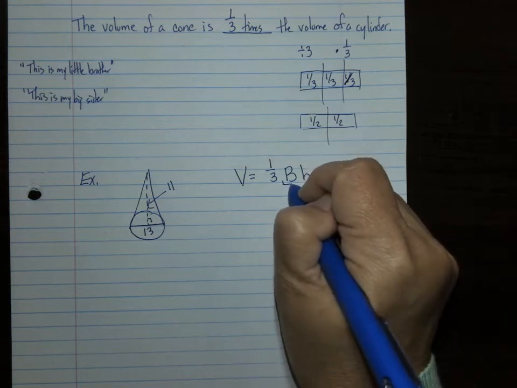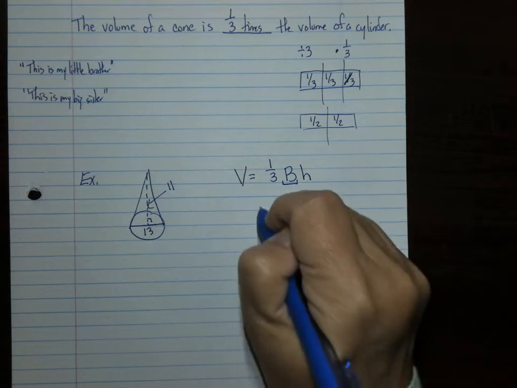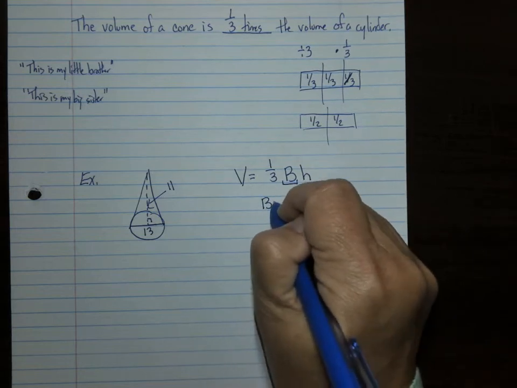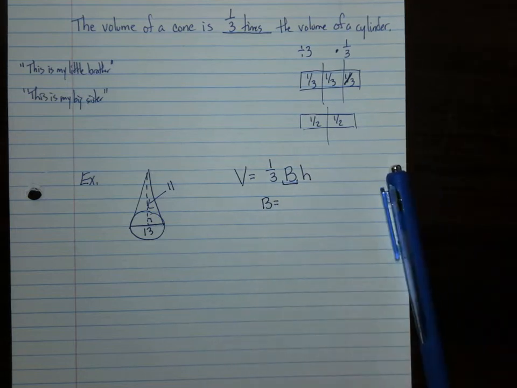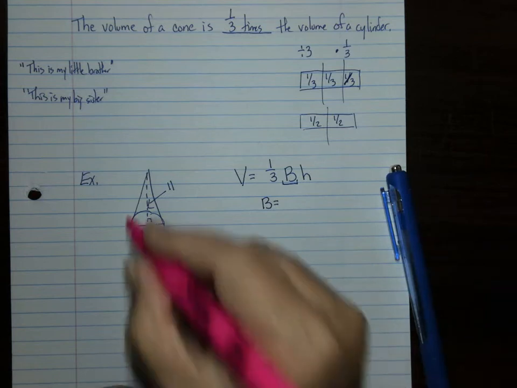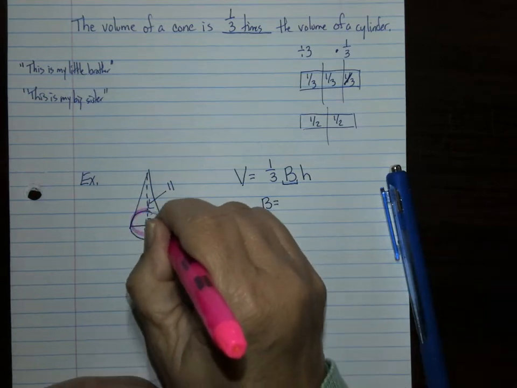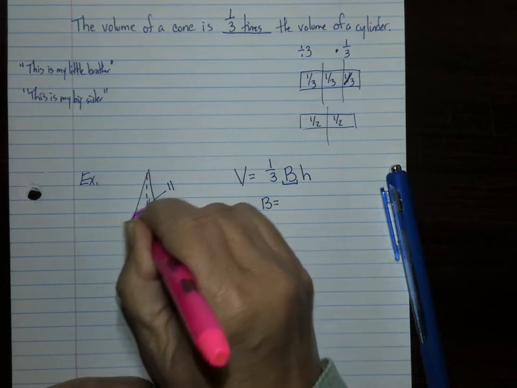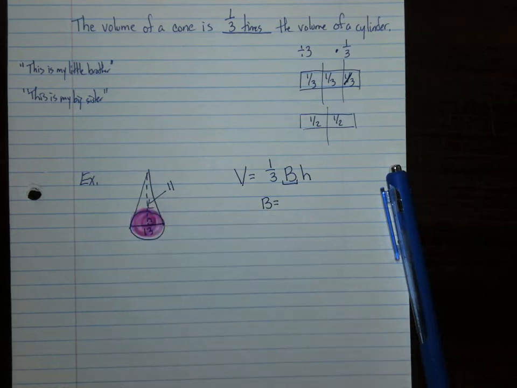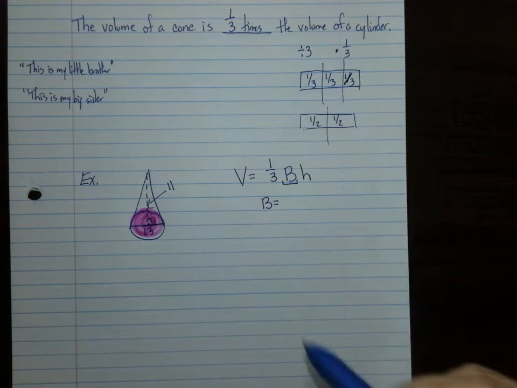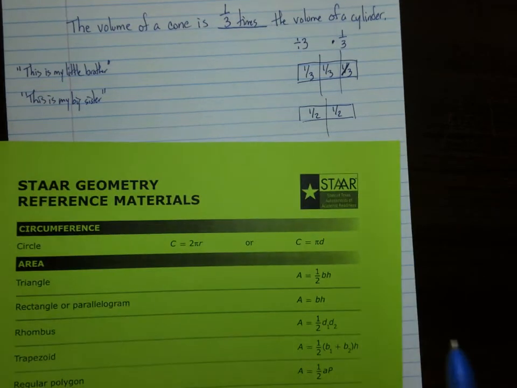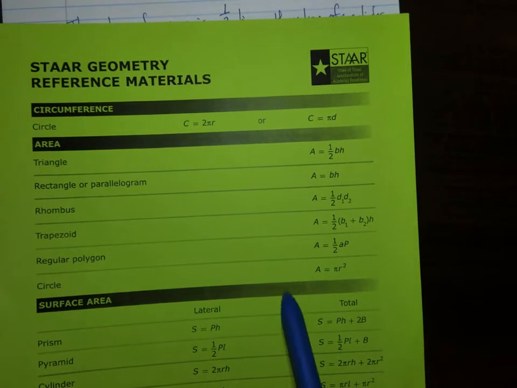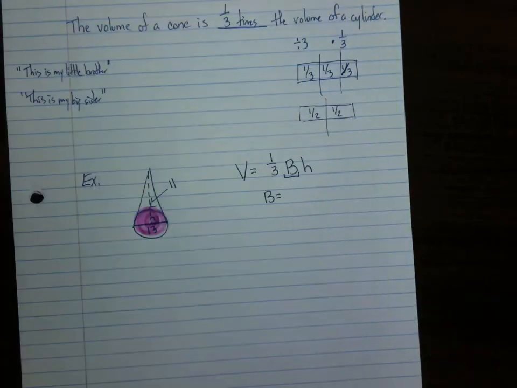Alright, so remember, the first thing we do is talk about that capital B, that area of the base. So what shape is our base? Our solid is a cone, but the base is a circle. So we have to find the area of a circle formula. Circle area pi r squared.